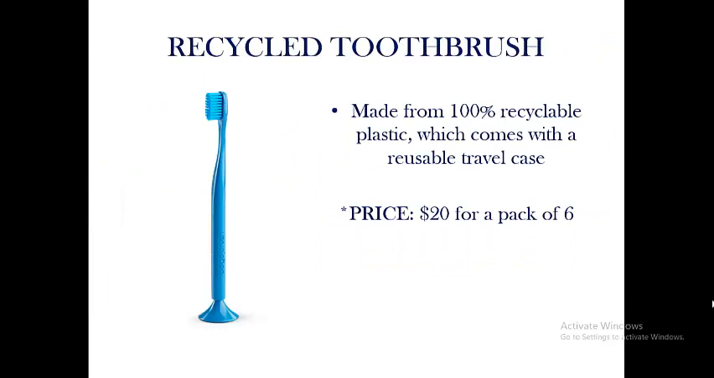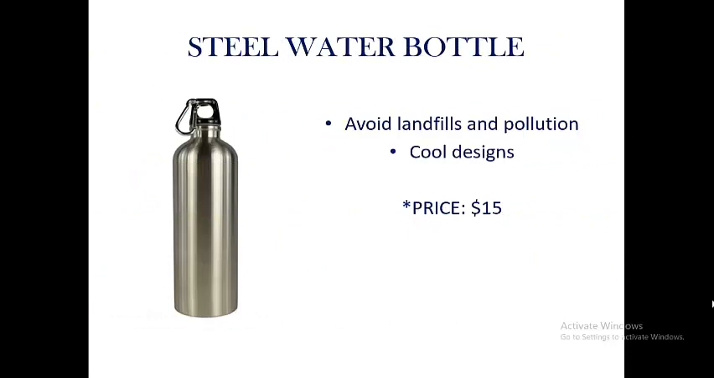Yes, the next one is a recycled toothbrush. A recycled toothbrush is made of 100% recyclable plastic, which comes with a usable travel case. And the price for a pack of six is $20. You can reuse it many times. And the next one is a still water bottle. A still water bottle avoids landfills and pollution. And do you still remember the term pollution? Yes, it can reduce the bad impact. It cleans the environment and it comes with a lot of designs, like a lot of colors, red, yellow, and so on. And the price is only $15.